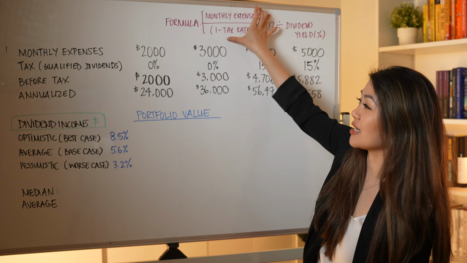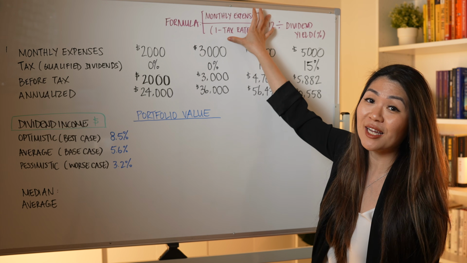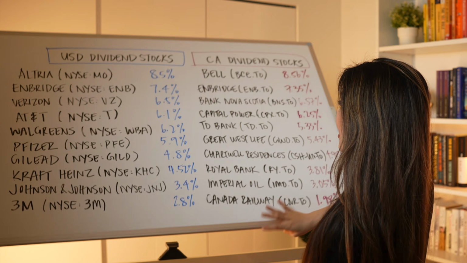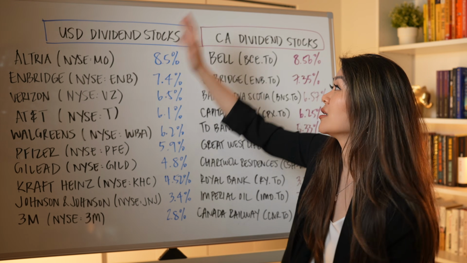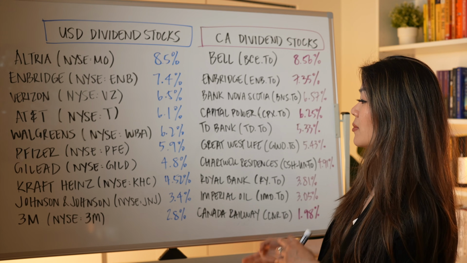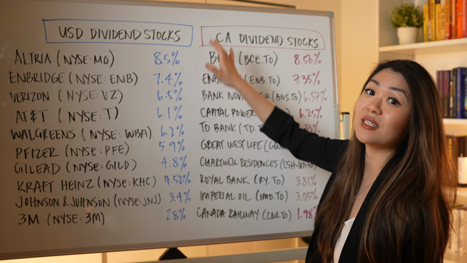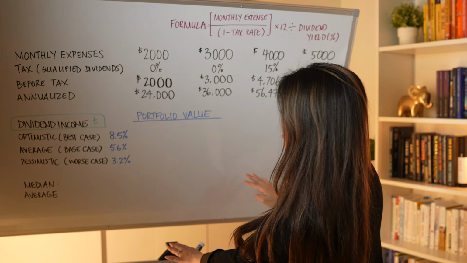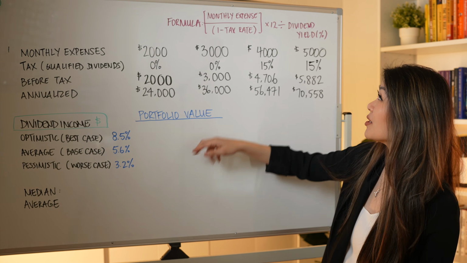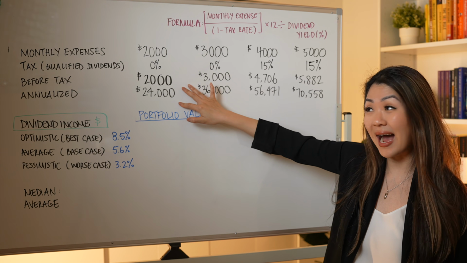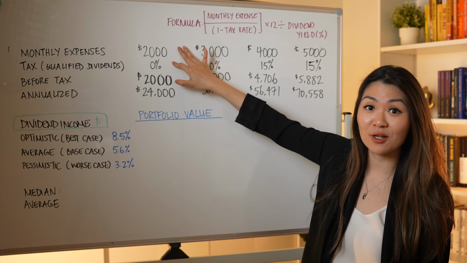So now we have this number. Now we need to divide by the dividend yield. So remember from the other board here, I kind of just took a whole bunch of stocks, US and Canadian stocks. We talked about how we're going to have a worst case, base case, and best case scenario. So when it comes to the calculation, we're gonna take 24,000 because that's how much we wanna make before tax, to give you $2,000 a month.